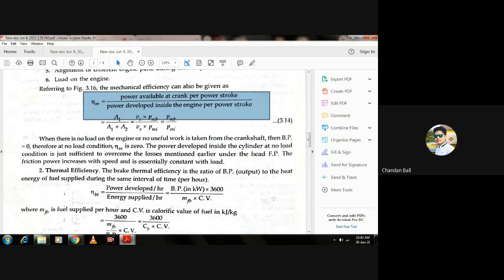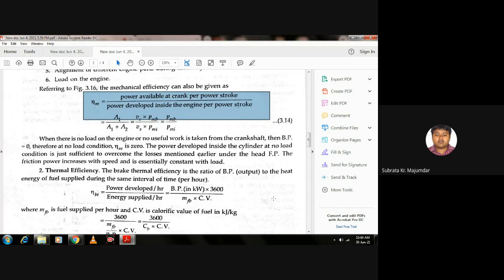Sir. Okay. Second one is the thermal efficiency. What is thermal efficiency? The brake thermal efficiency is the ratio of brake power or output power to the heat energy of the fuel supplied during the same interval of time.